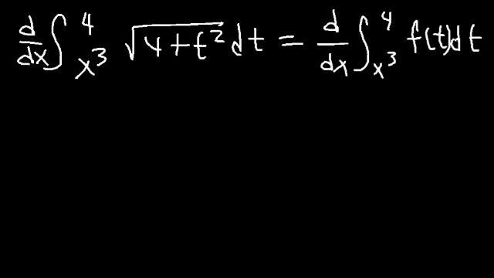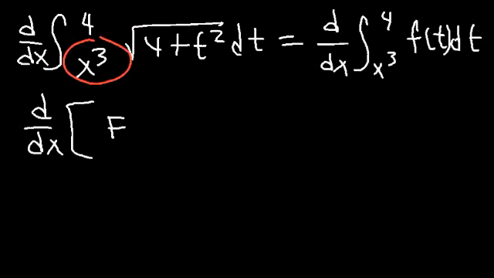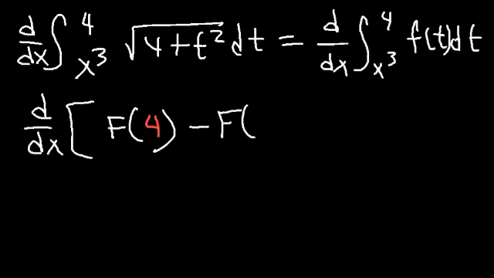The antiderivative of lowercase f is capital F, but evaluated from a to b. So this is going to be F of b minus F of a. So b is 4, and a is x cubed. So it's F of 4 minus F of x cubed.